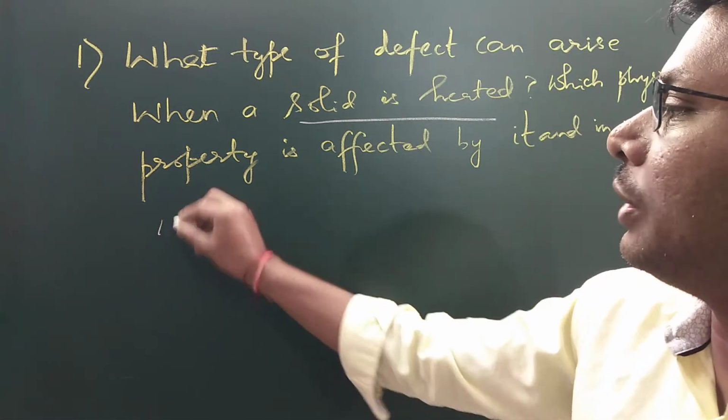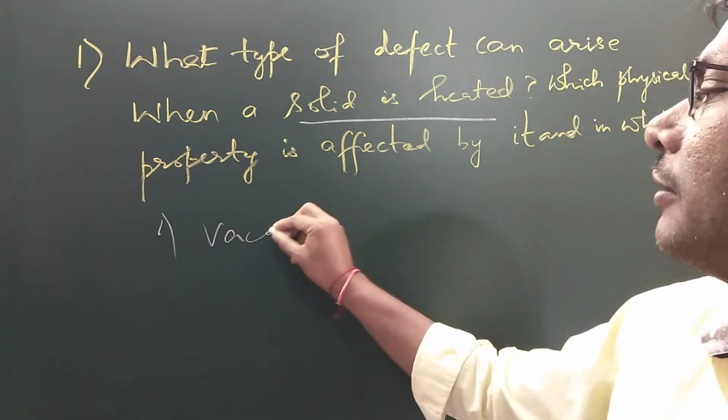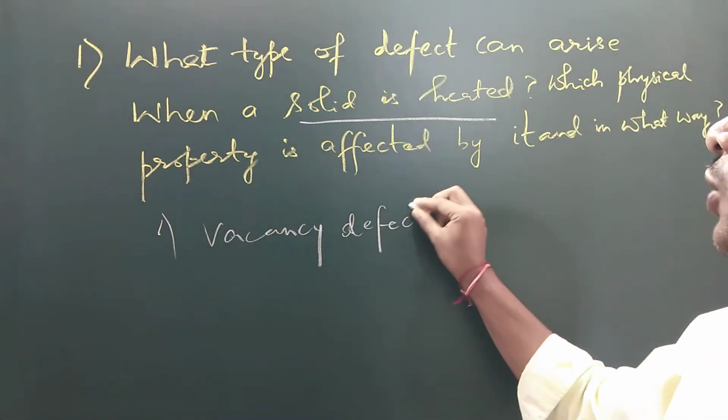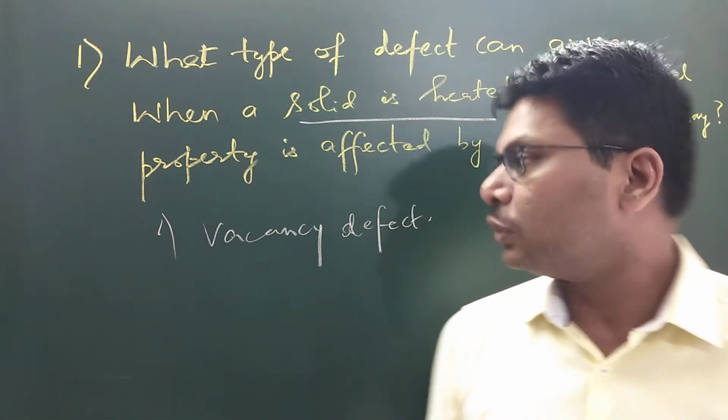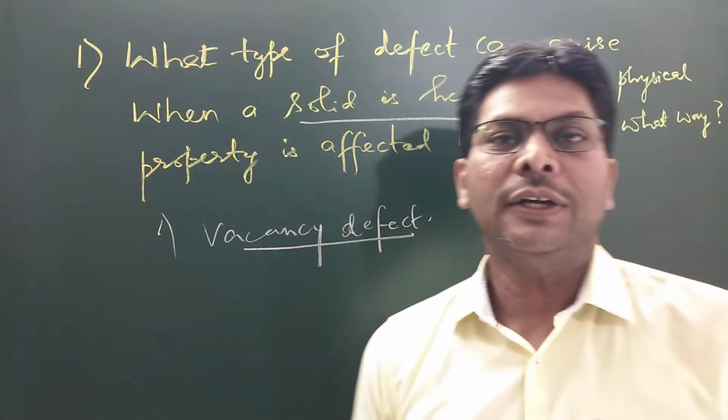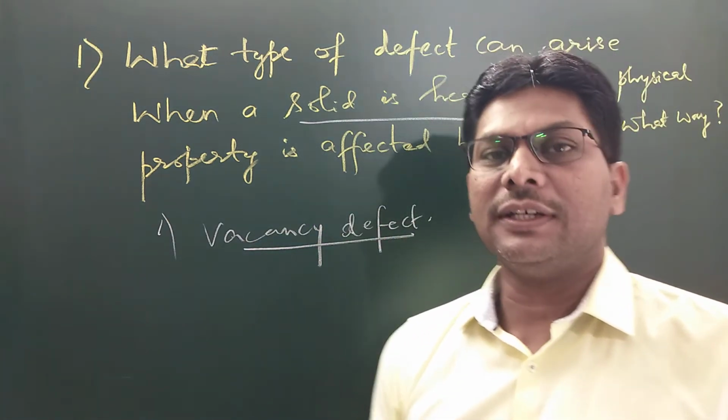So as you know, when a solid is heated, a vacancy defect can take place. When a solid is heated, vacancies can be created. So this is called vacancy defect. Now, which physical property is affected? The physical property which is affected is density.